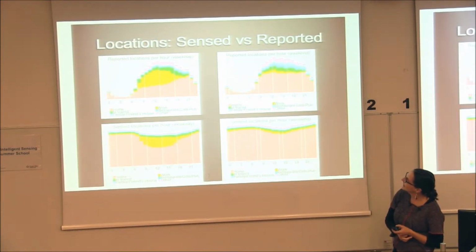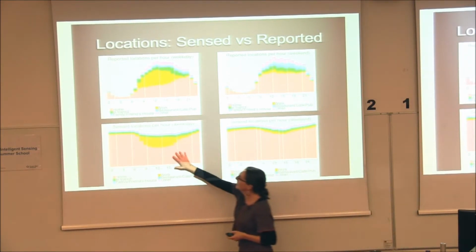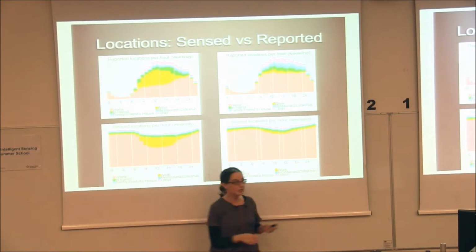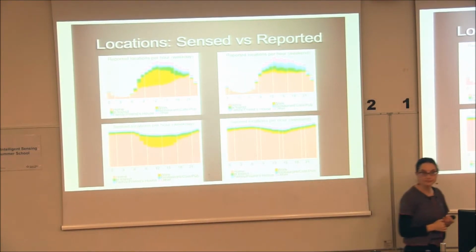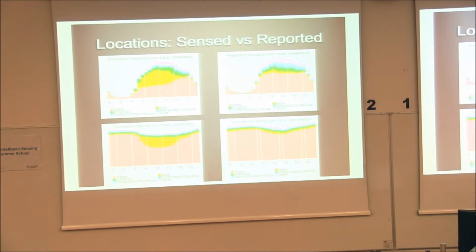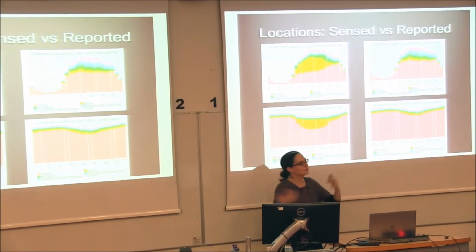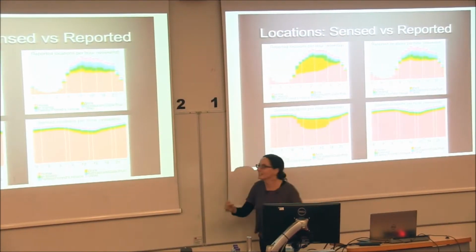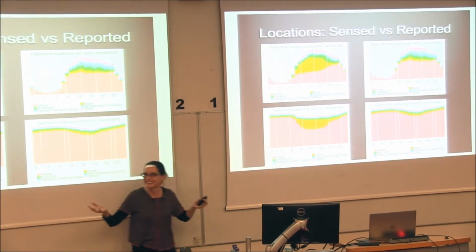This is interesting. On the bottom here, we have the sensed location, and on the top, the reported location per hour. And what you can see is the power of passive sensing, of reporting when the user is not in a condition to report. The evidence here is the data that you get at night.